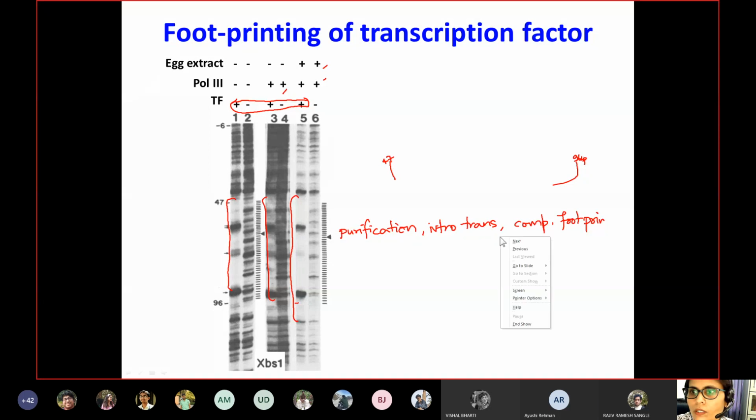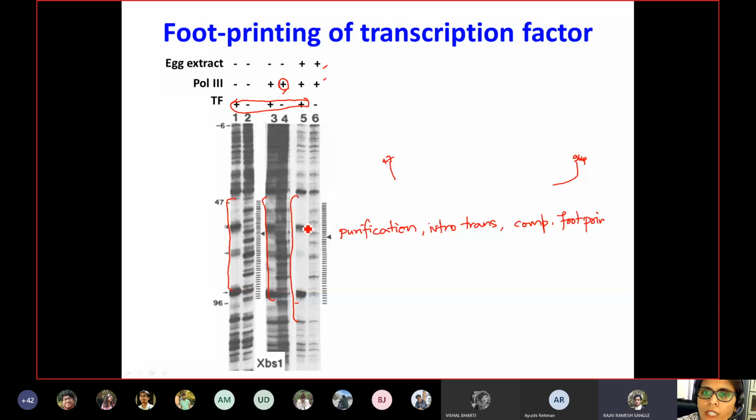So this is one where you have just the transcription factor, and it gives you protection here, right? When you have just the polymerase, the polymerase will not give you any protection in this region specifically. So they are not binding all alone to the region where transcription factors are binding.